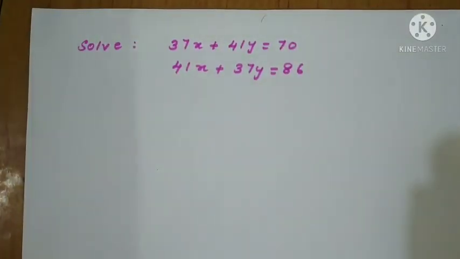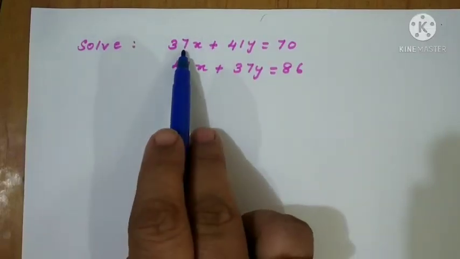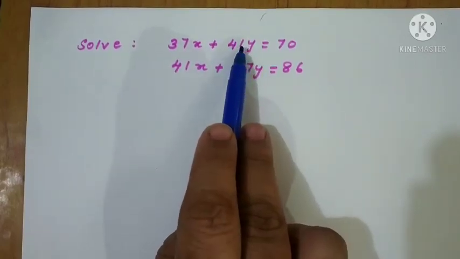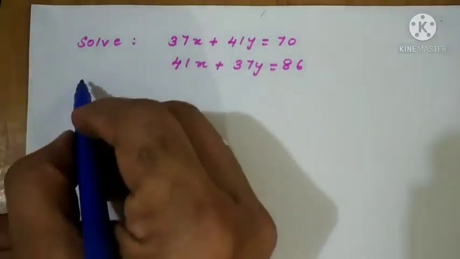Next question. Solve 37x plus 41y equal to 70 and 41x plus 37y equal to 86. So what you can observe here, if you check the question, you can see that the coefficients of x and y are interchanged in the second equation, right? 37x was there, in the second equation it is 37y. 41y is there in the first equation, but 41 is changed to x here. For such questions you can also use the same methods, substitution, elimination and cross multiplication, but I'll suggest one more method that I'll show here now.